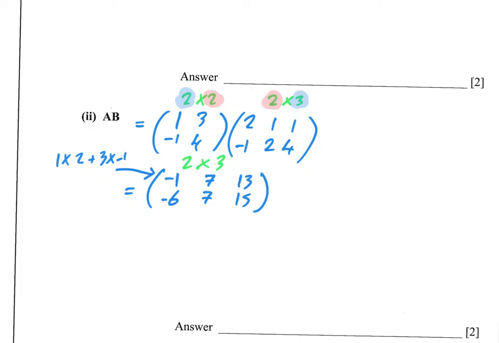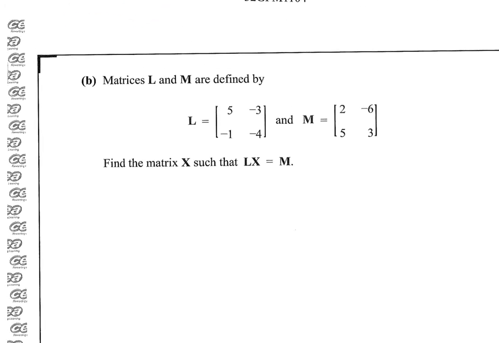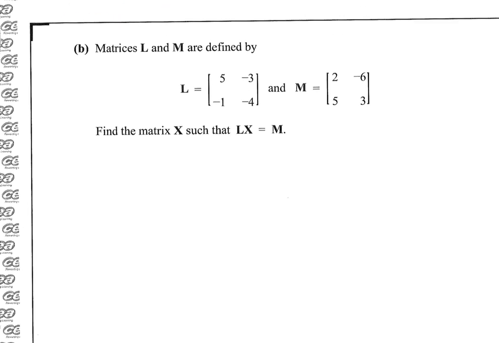Okay, part B of this question is a matrix question as well. You've got matrices L and M defined by this, and it says find x such that Lx equals M. So L times x is equal to M, and you want to find x. Had these been normal letters, you would have said M divided by L, but because they're matrices, you cannot just divide by a matrix.